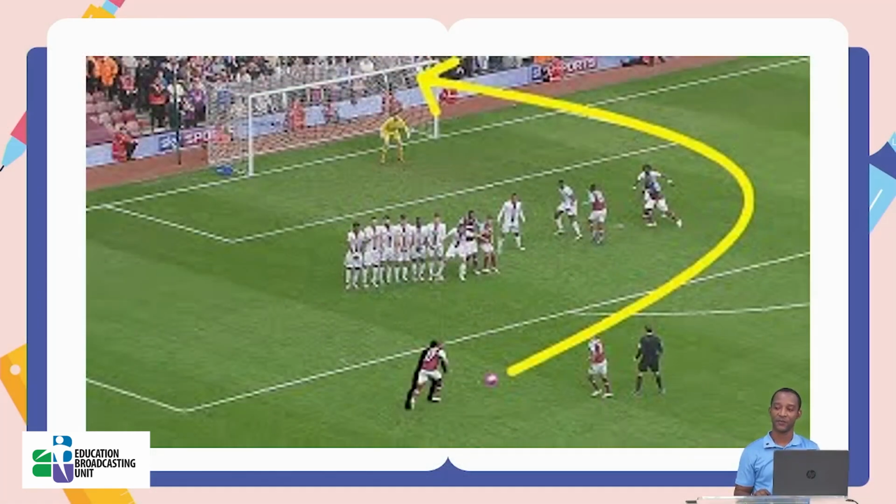Here we have a typical example of quadratic trinomials in our everyday lives. Football. This player is kicking this football, which will follow a projected path into the goal. That projected path is taking the shape of a parabola. That parabola can be defined by a quadratic trinomial.